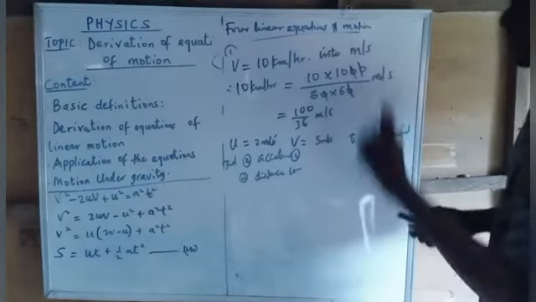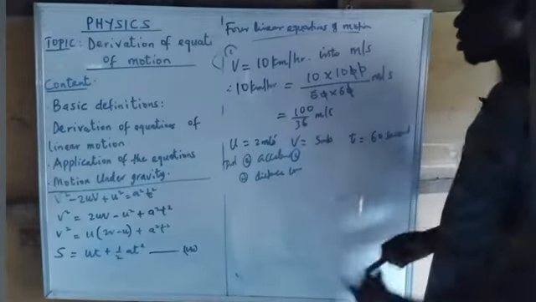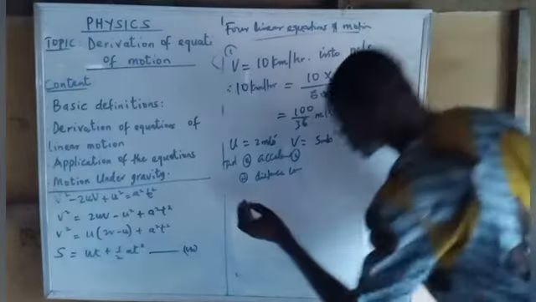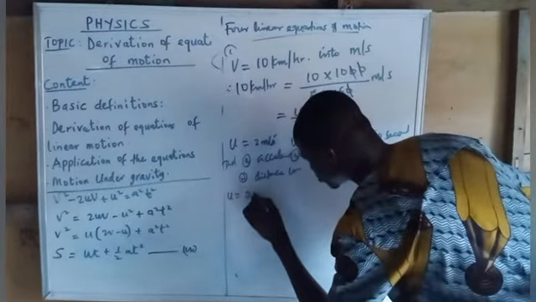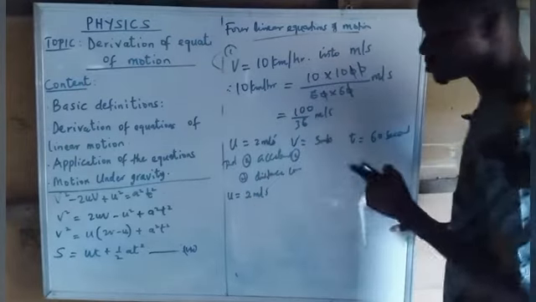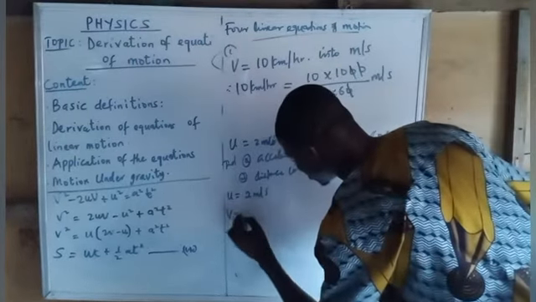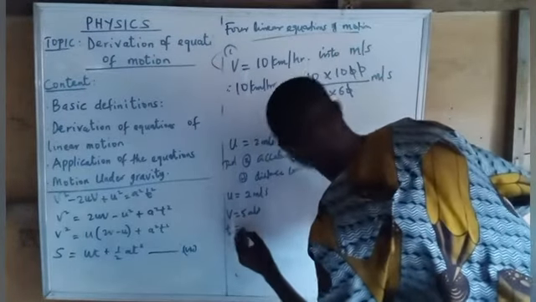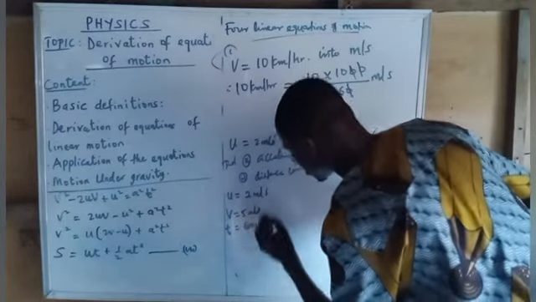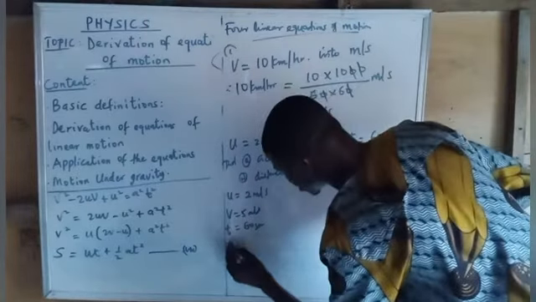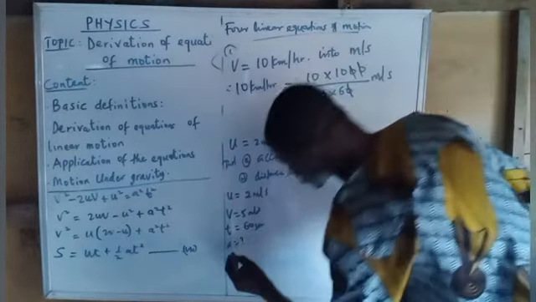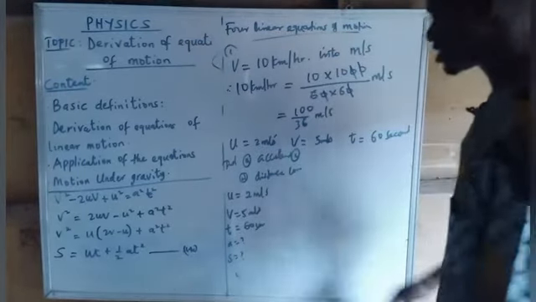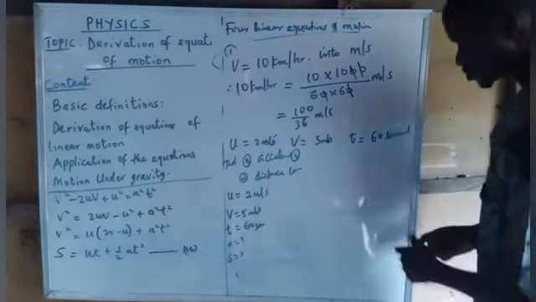How do we go about it? We still base our solution on the 4 equations of motion. Let's look at the parameters given to us. Initial velocity is 2 meters per second. That means it's not starting from rest. The final velocity is 5 meters per second. The time taken is what? 60 seconds. And we are asked to find what? The acceleration A. We are also asked to find the displacement s.